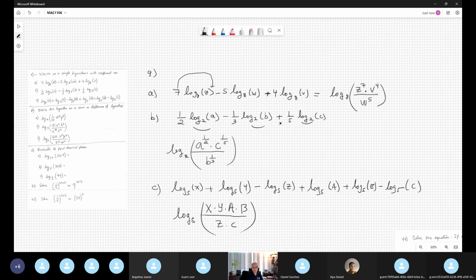Any question? So we apply property 5, property 6, property 7, in both directions. In this case it was condensing. You have several logarithms, 1, 2, 3. In this case, we have 1, 2, 3, 4, 5, 6, and you convert to only one. So far, no problem.